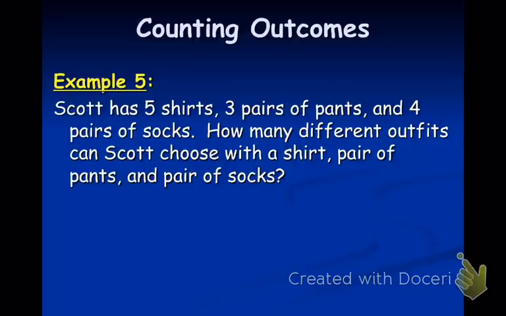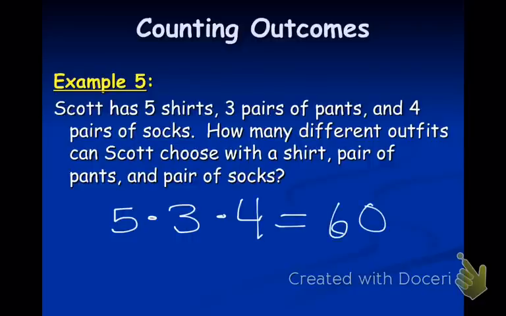All right, Scott has 5 shirts, 3 pairs of pants, and 4 pairs of socks. How many different outfits can he make? So again, for our first option, we have 5. Second, for those pants, there are 3. Socks, we have 4. 5 times 3 is 15. Times 4, we get 60. So he's got a total of 60 combinations that he can pair together to make his outfit for the day.